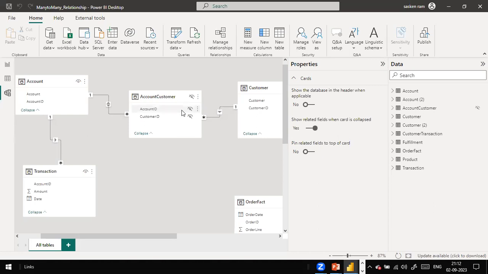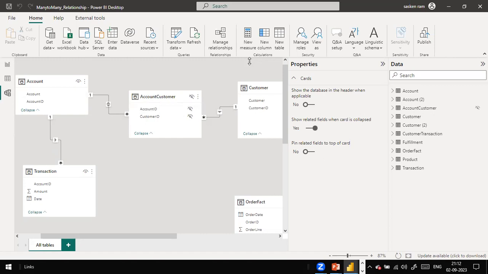The idea of this one is to store one row for each customer account association. For example, my account number is, I'll just write it here. So here the account ID, one second.